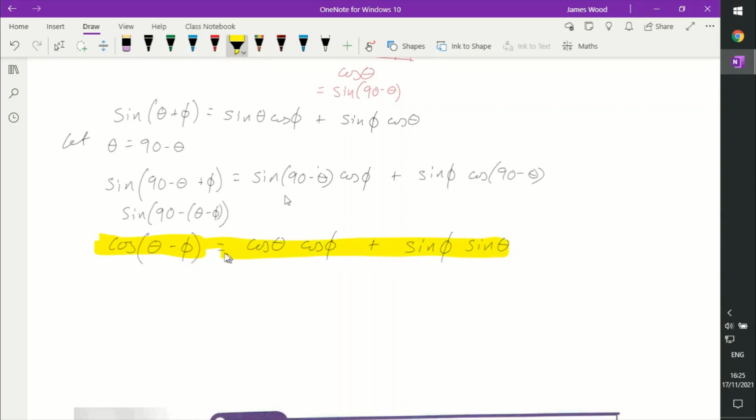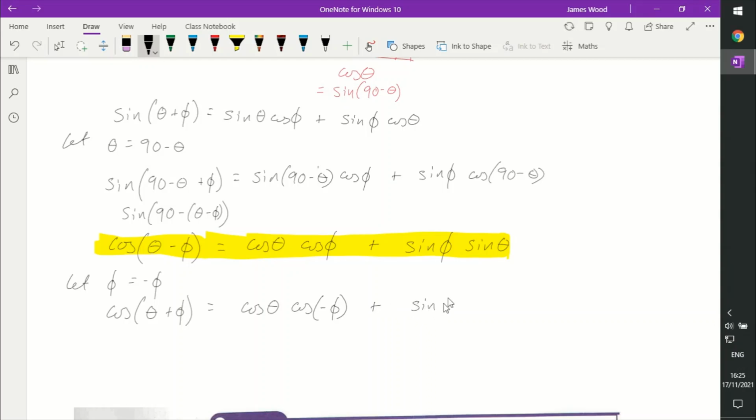Okay. Now, to get the next formula, which is obviously for cos A plus B, we're going to do exactly what we did before with the sine formula. So we're going to let phi become minus phi to get the other one. So this is now going to become cos of theta plus phi, because I'm doing minus minus phi. So that would then be cos theta cos minus phi plus sine minus phi sine theta.